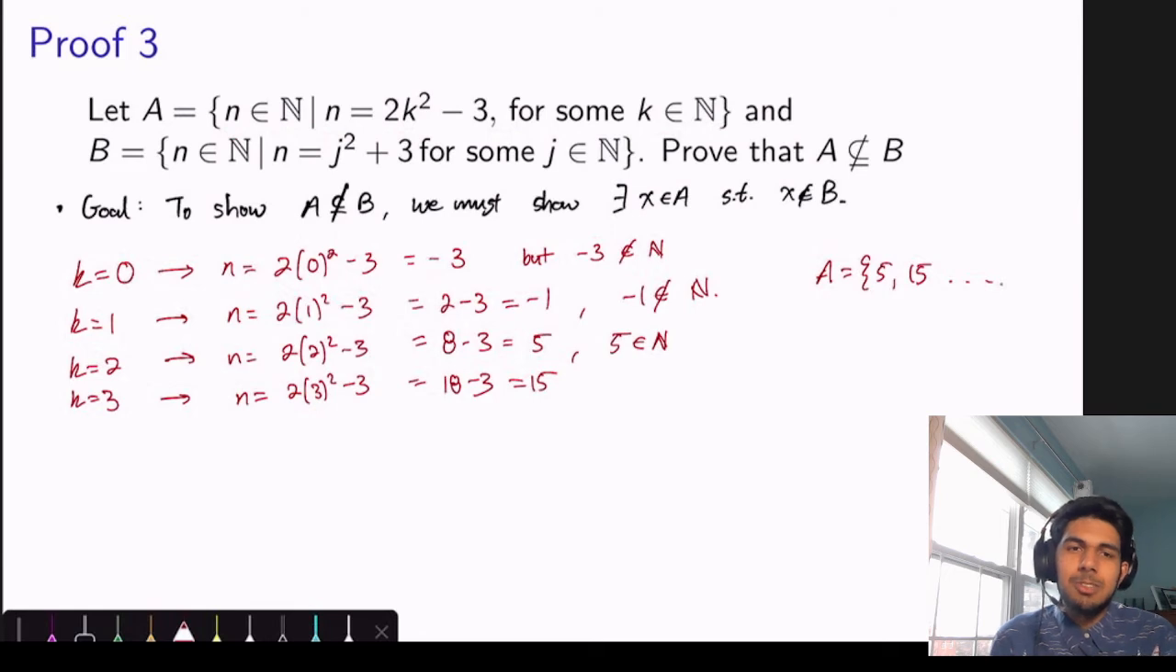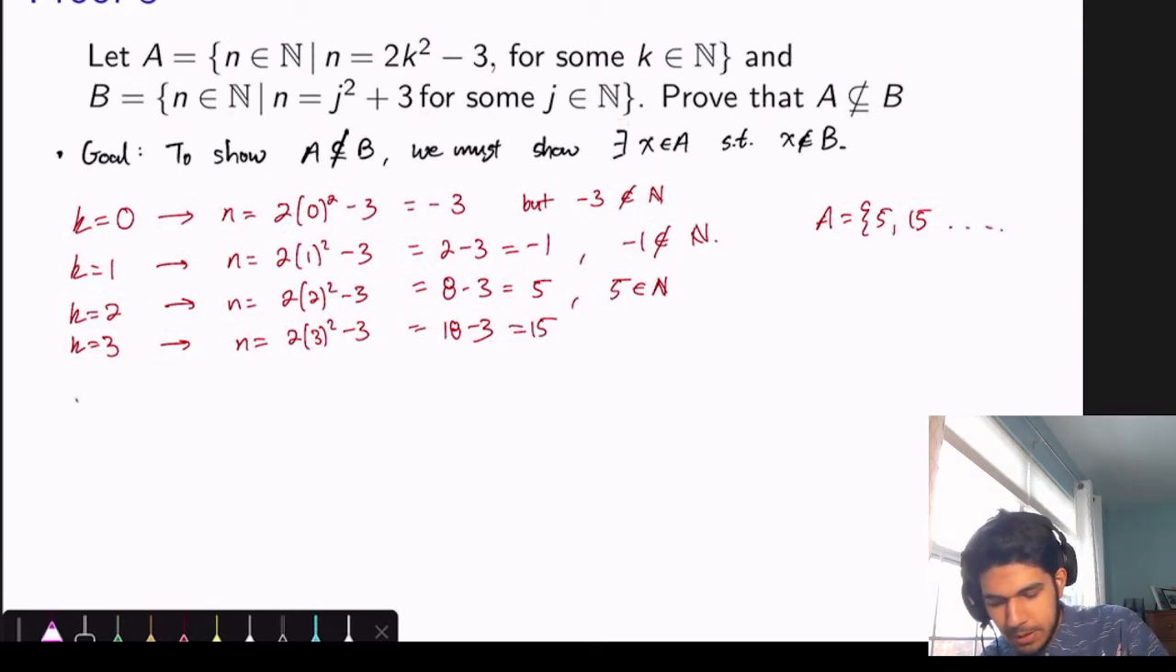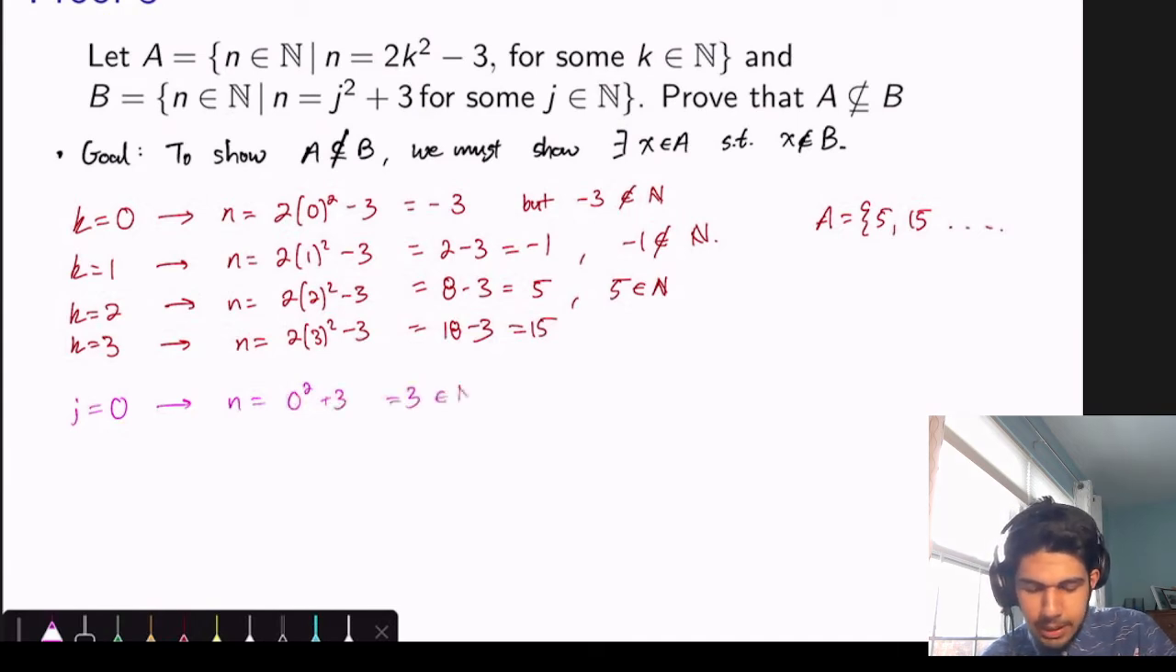Let's see if any of these two elements are not in B. Well, what does B look like? B is the set of n in the natural numbers, such that n is equal to j squared plus 3 for some j in the natural numbers. All right, so let's start enumerating some of the values of B. Let's start with j equals 0. That would tell us n equals 0 squared plus 3, which is equal to 3, and that's in the natural numbers. So the number 3 will be included in B.